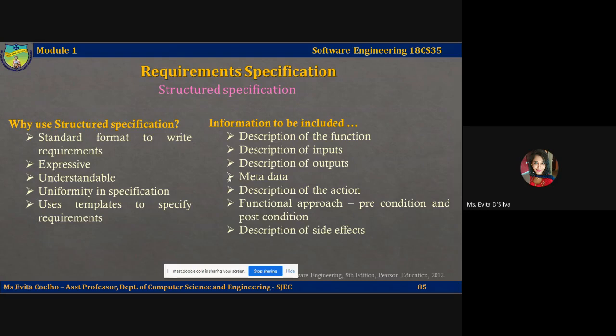Fourth, information about what is needed for the computation, or other entities in the system. Fifth, a description of the action to be taken. Next, if a functional approach is used, a precondition setting out what must be true before the function is called, and a postcondition specifying what is true after the function is invoked and executed. Last, a description of the side effects, if any, of the operation.